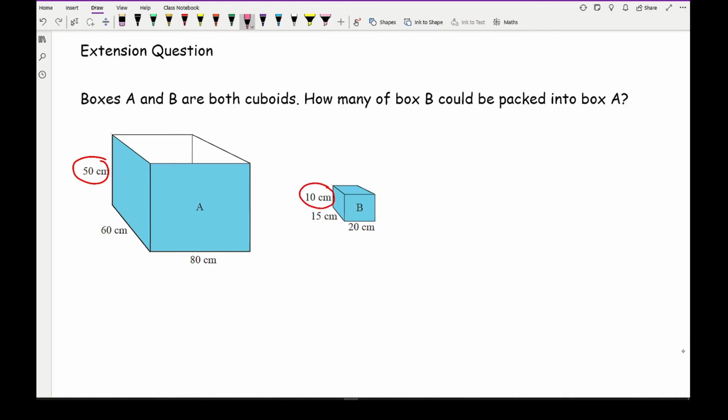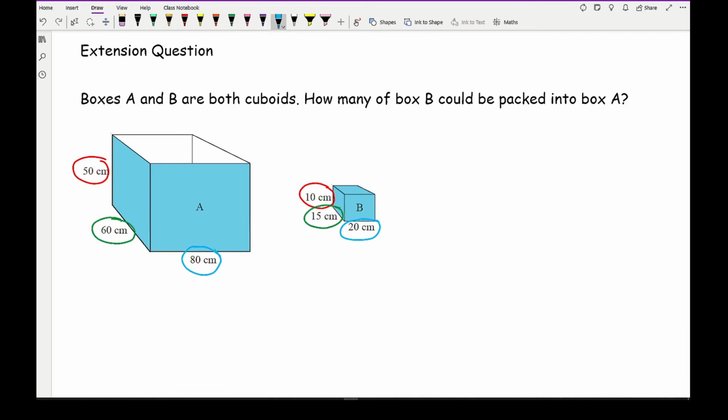Looking at 60, or let's go for 80 first. So here, looking at 80, I'm looking at the two remaining numbers. Which number goes nicely into 80? 15 or 20? Well, 15 doesn't go into 80, but 20 does. And then finally, with the last one, I'm just checking, does 15 go into 60? Yes, it does. So I'm going to compare how many of the dimensions on box B fit into the corresponding dimension on box A.